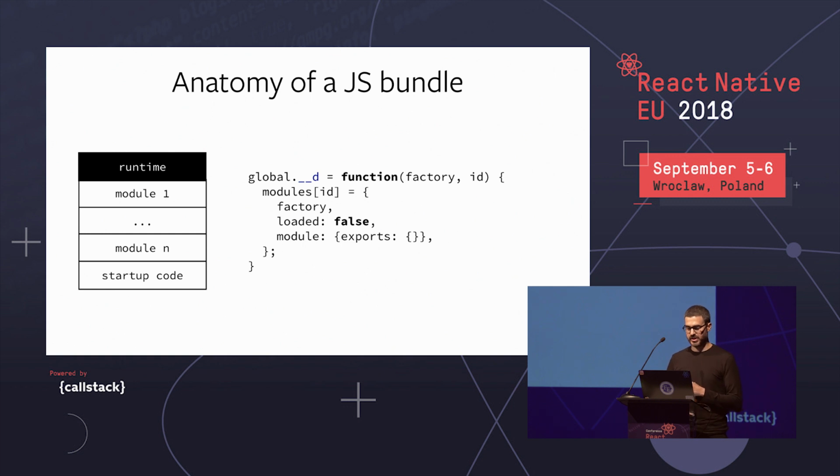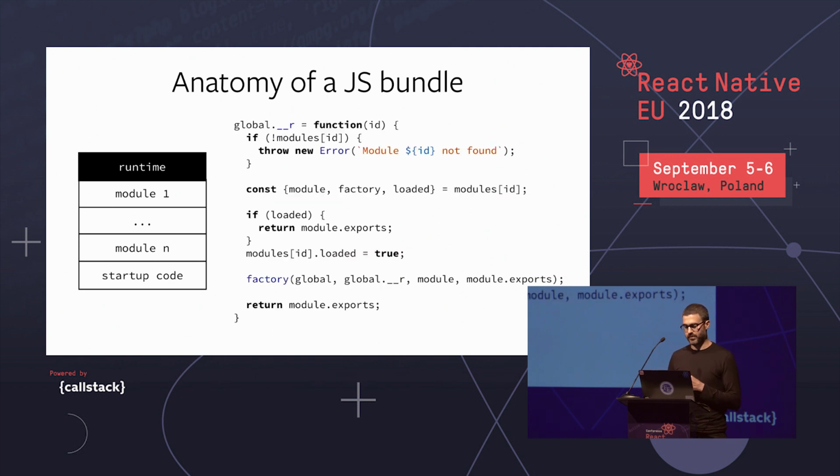In terms of logic, this function doesn't do much. It just stores the module factory inside an internal object. Along with this factory, there are a couple of parameters: isLoaded, which is a Boolean, and it's used by the require function to know if this module has been already evaluated, and module, which contains an exports key, which is used for caching the exported value of each module.